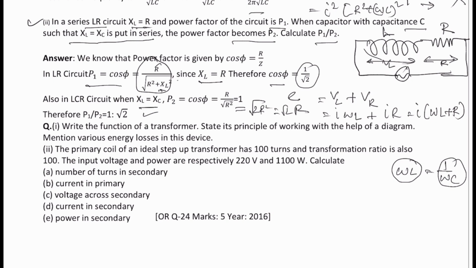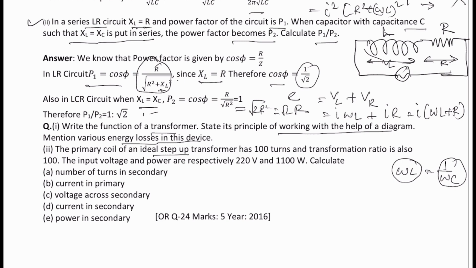Now this is an interesting question. Write the function of a transformer. State the principle of working with the help of a diagram. Mention various energy losses in the device. And there is a numerical given, that the primary coil of a step-up transformer. Step-up means where the voltage is increased. Suppose 20,000 volt, okay, we have to convert.